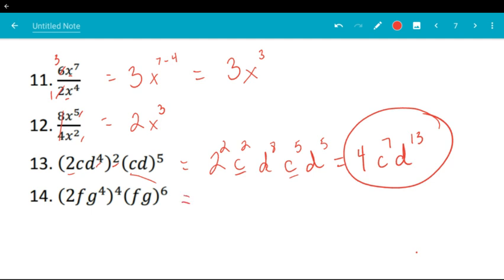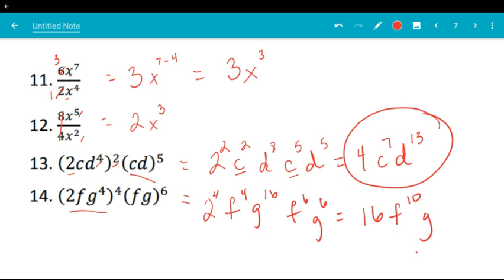Same thing on the second one. You're going to take care of the first parentheses by raising everything to the 4th power. F to the 4th power, G to the 4th power to the 4th power, that's G to the 16th power. And then F to the 6th, G to the 6th. Simplify all the way. 32, that's not right. 16, F to the 10th, G to the 22nd.